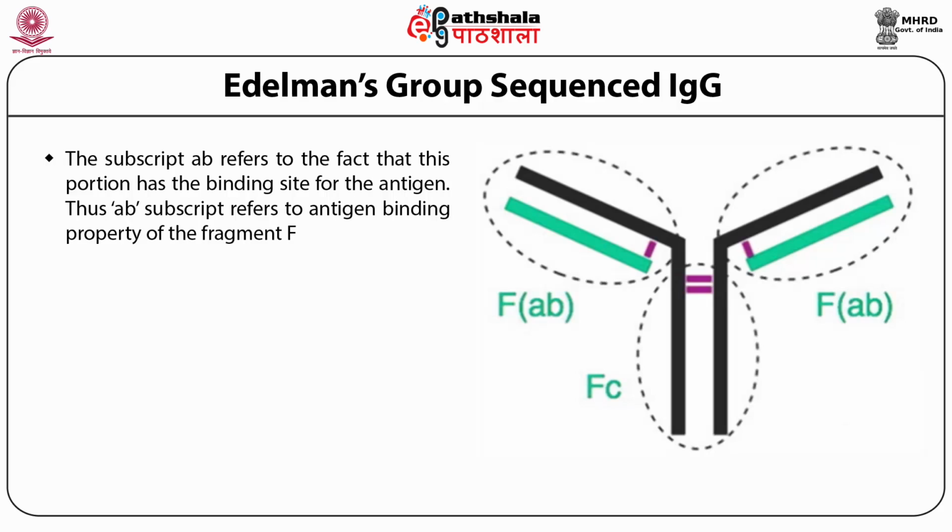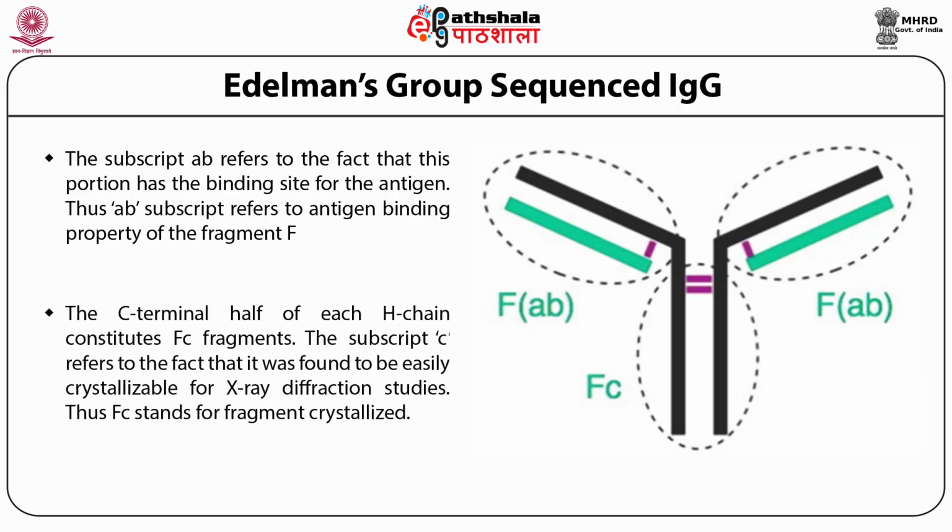As the immunoglobulin molecule is symmetrical, each IgG has two Fab fragments. The C-terminal half of each H chain constitutes the Fc fragment. The subscript c refers to the fact that it was found to be easily crystallizable for X-ray diffraction studies.